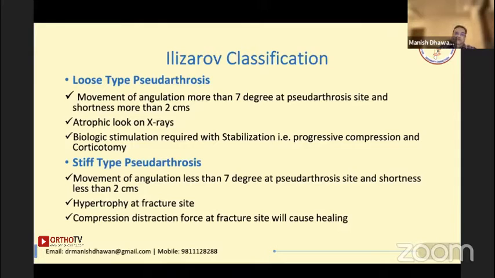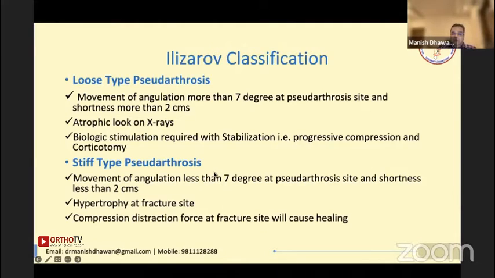This is the first classification, the loose type and the stiff type. In the loose type, movement and angulation is more than 7 degrees at the pseudarthrosis site, and shortness is more than 2 centimeters, with an atrophic look on X-rays. Biological stimulation is required with stabilization, which means you have to compress the fracture site and also do corticotomy to stimulate the bone. So for the loose type, the treatment pattern is different.